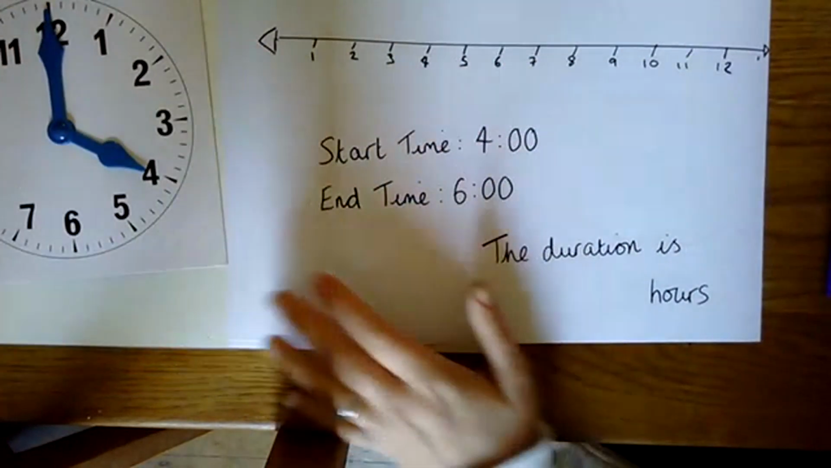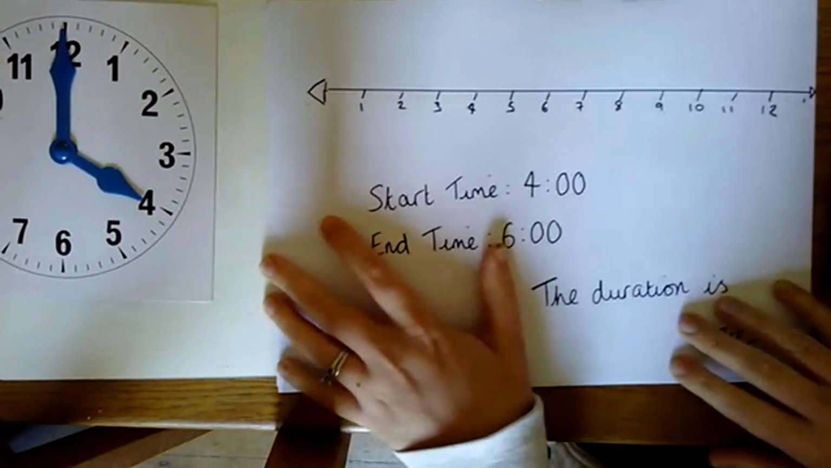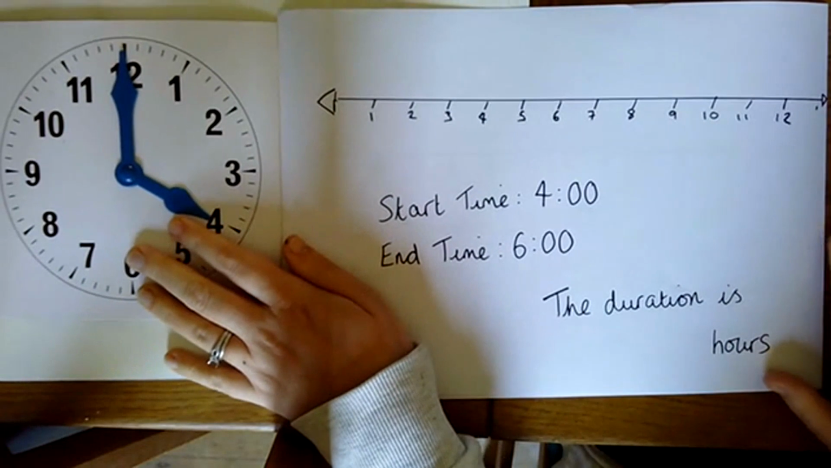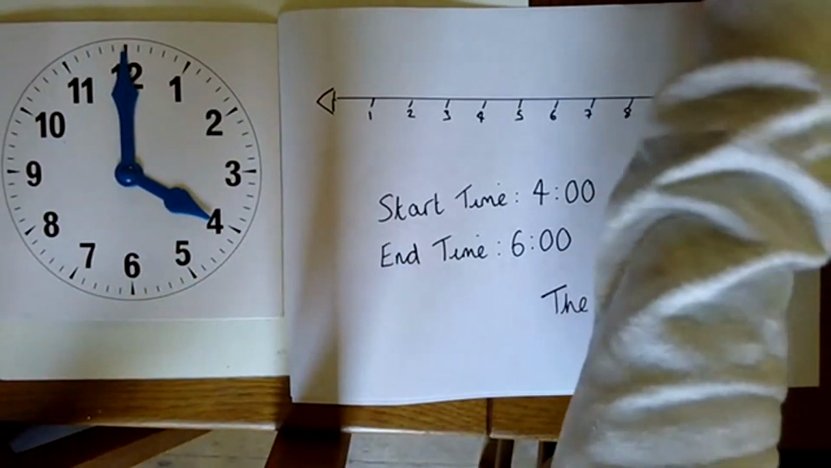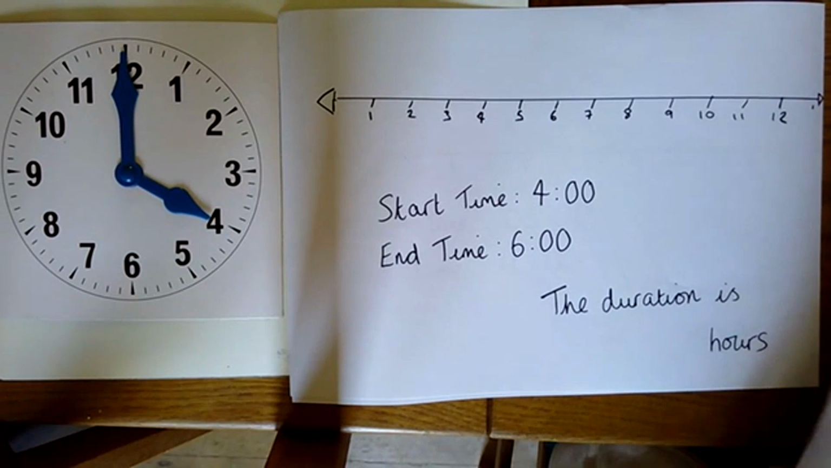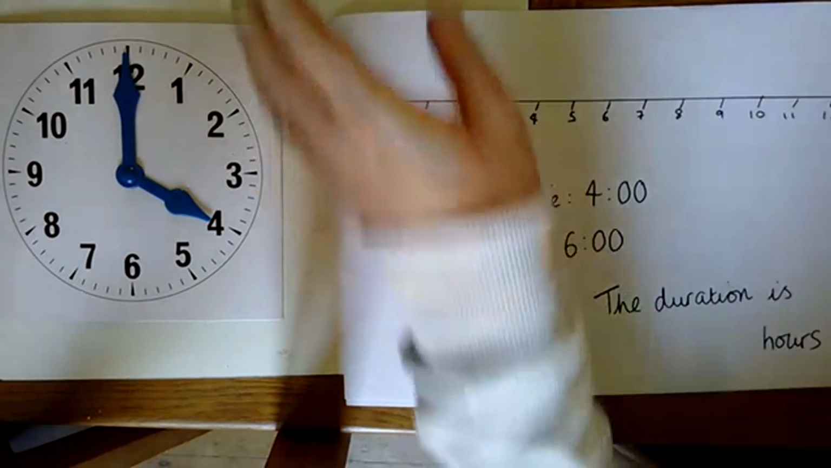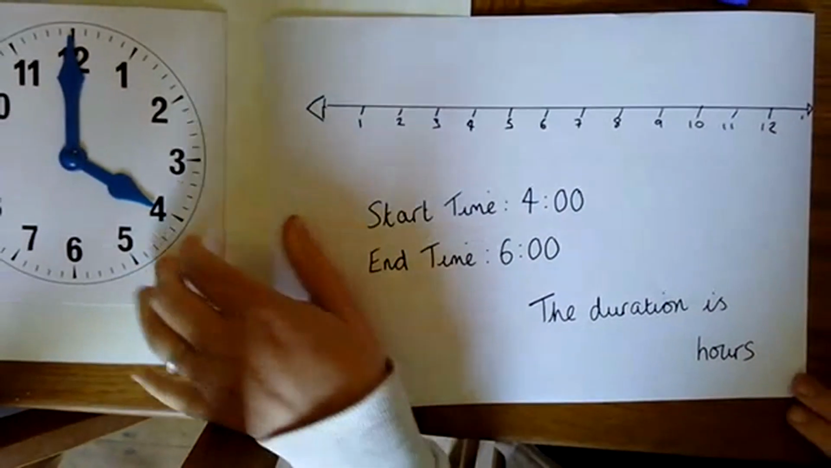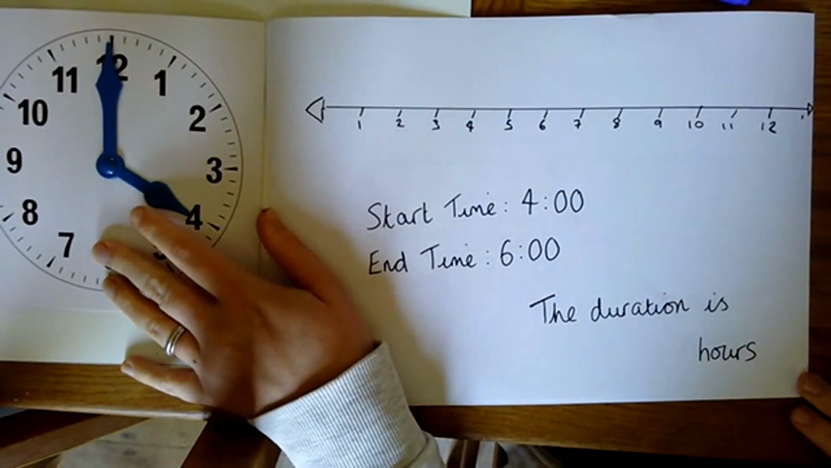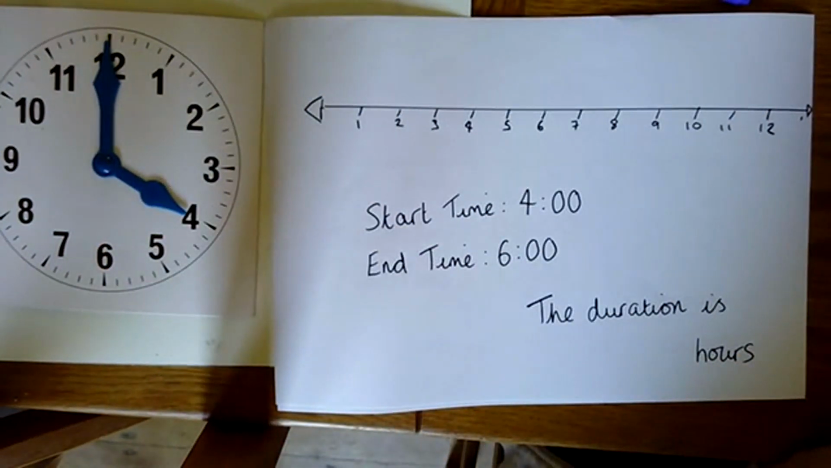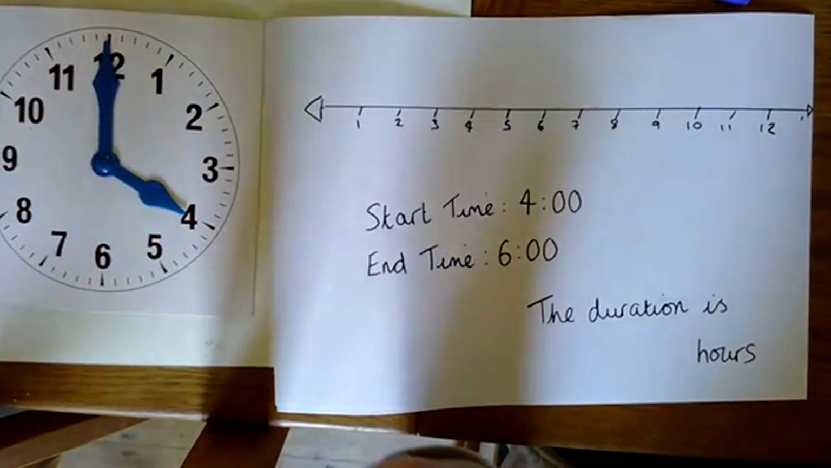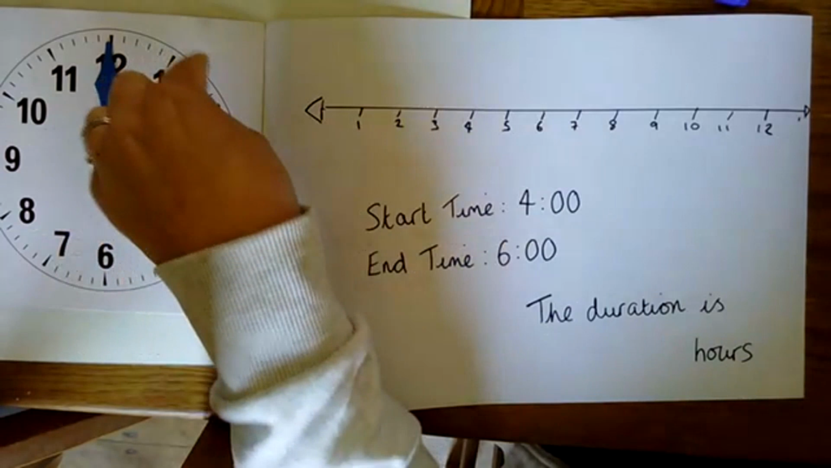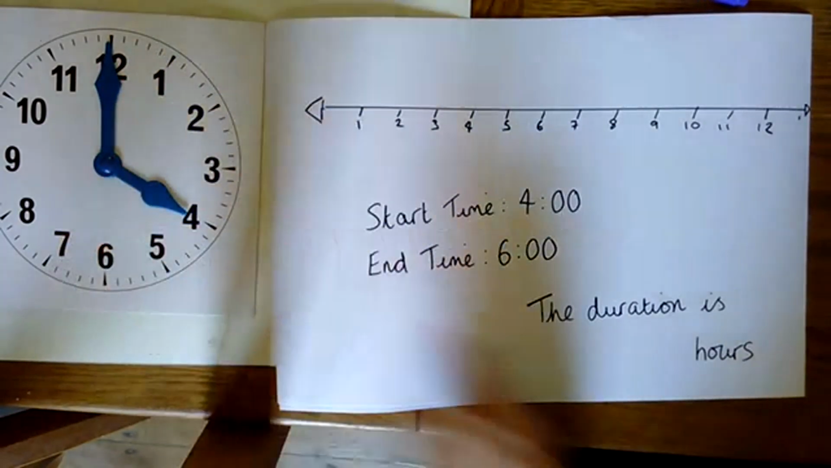Fantastic. So here I have my clock. And here I've drawn a number line. On my number line here, I have split my number line into 12. Why do you think I've split my number line into 12? That's because there's 12 numbers on our clock. We know that there's 24 hours in a day, so our hour hand goes around twice.